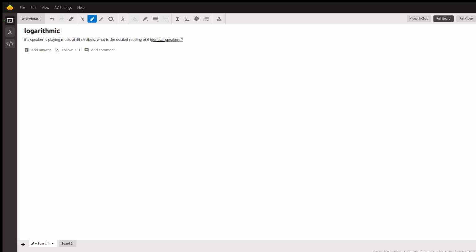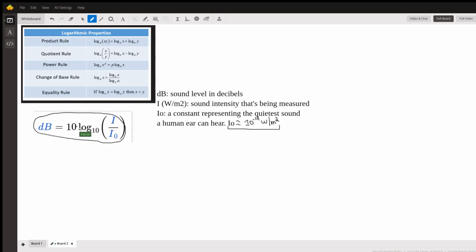If a speaker is playing music at 45 decibels, what is the decibel reading of six identical speakers? And the key here is identical, six identical speakers. So I'm going to switch pages and show us the formula we're going to use here.